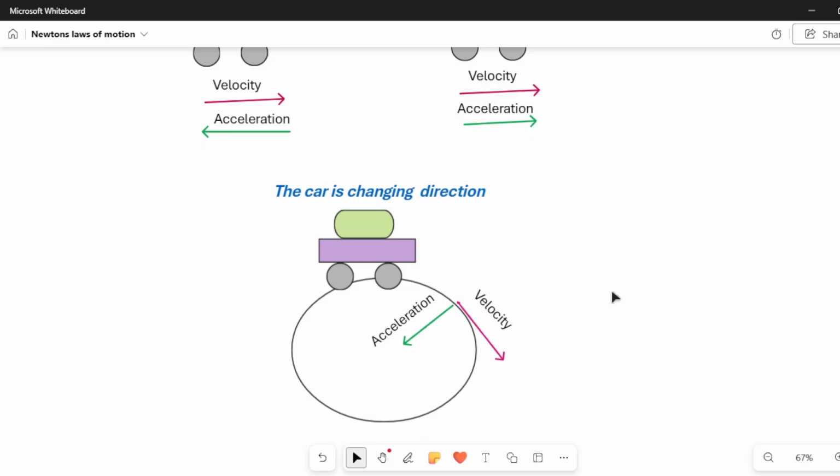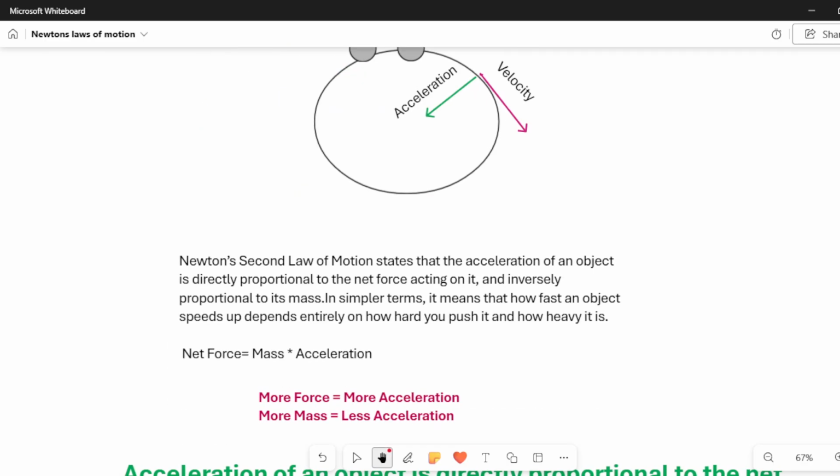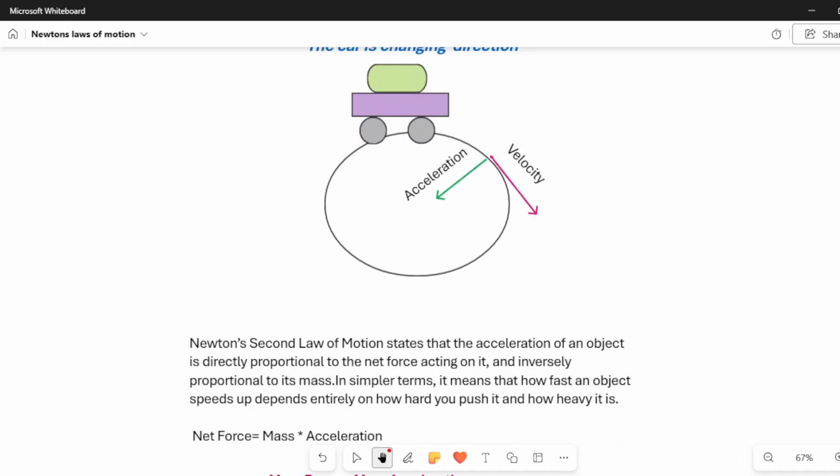So if you see, you are traveling with a certain velocity and your car is changing direction. Because it's going in a circle, the acceleration is towards your center, pointing perpendicular to your velocity. So your car is turning like this based on your acceleration. So now hope you have understood what acceleration is and what mass is.